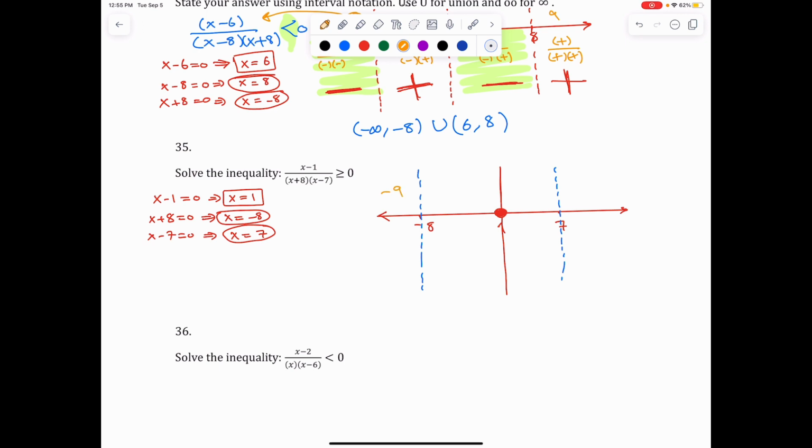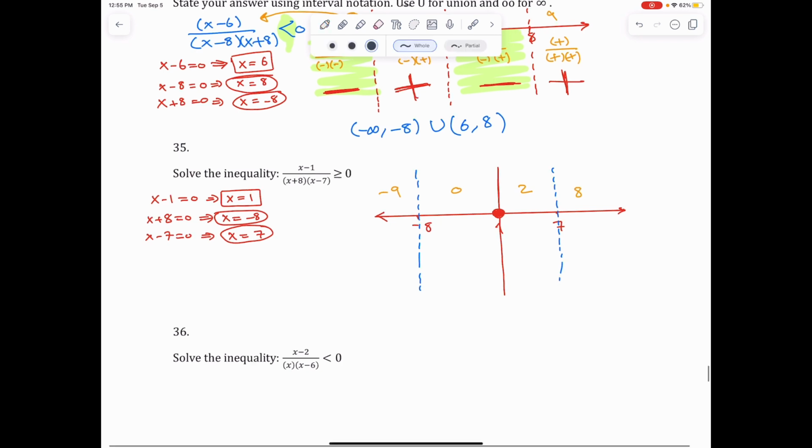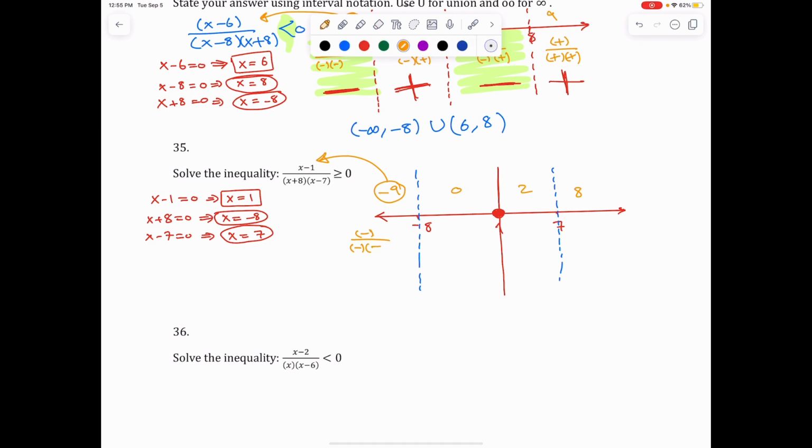I will choose testing points. Negative 9 is less than negative 8, 0 between negative and positive, 2 is bigger than 1, and 8 is bigger than 7. So if I plug these testing points into the factored form, I will get negative in the numerator over negative in the denominator, and then negative again. So it's not negative 1, just negative sign. So this is going to be negative. If I plug 0, I will get negative in the numerator, positive, and then negative. Two negatives makes positive. If I plug 2, I get positive in the numerator, positive in the first factor, and negative in the last factor, which is going to make this negative.